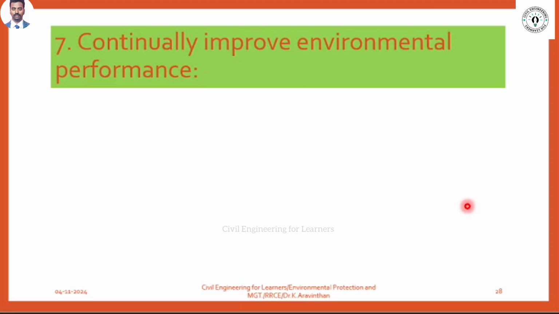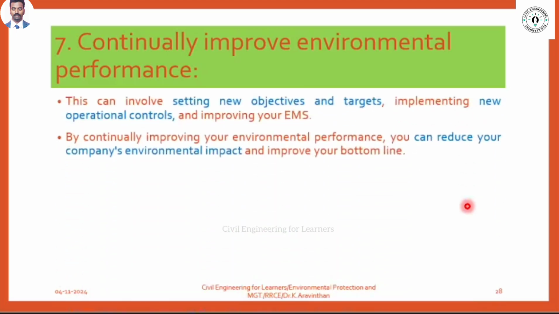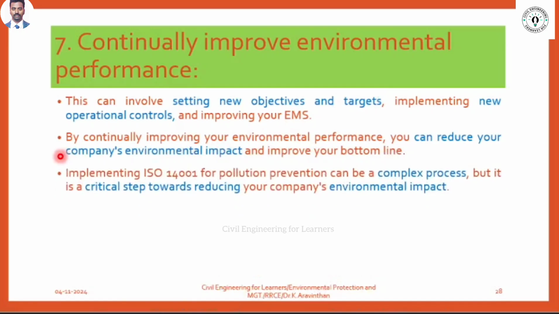After doing this, if you further use continual improvement, then you can achieve pollution prevention. What is this topic here? How to achieve pollution prevention from an industry. So this 7-step process you have to follow in order to reduce the pollution. Improve environmental performance, setting new objectives and targets. The 2024 objective should not be the same for 2025. There should be a new objective. It can reduce the company's environmental impact in the bottom line.